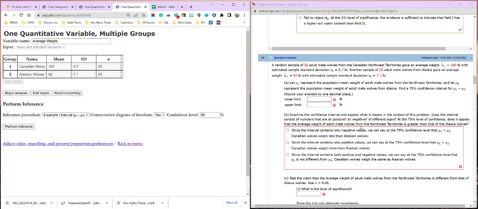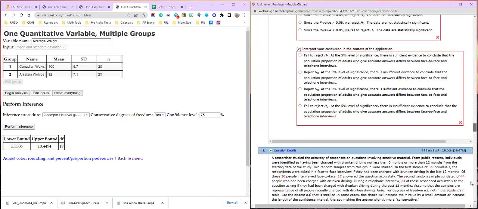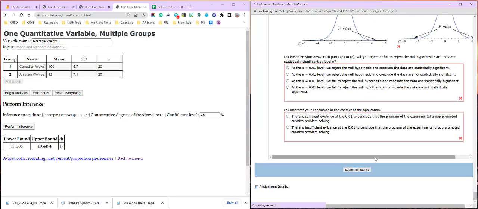So it jumps straight to inference, and it wants a confidence interval. Let's see, what do we want? 75%. That's very unusual. 75%. All right. And we want, always assume conservative degrees of freedom. Make sure that that is a yes. Perform inference, and I can put in my 5.5506, 10.4494. Should not matter that I put in too many decimals.